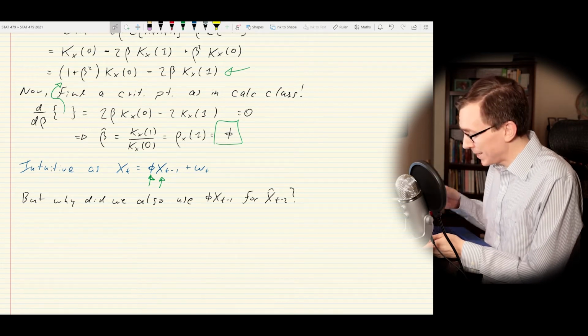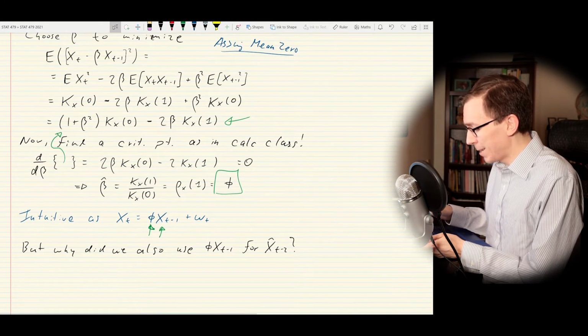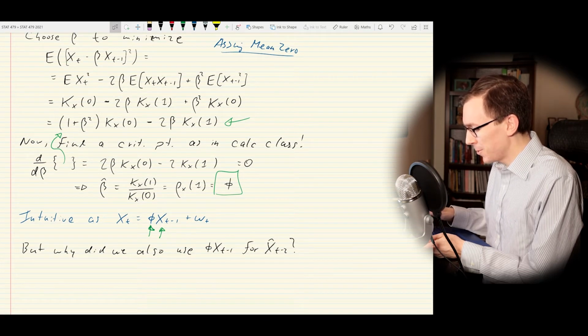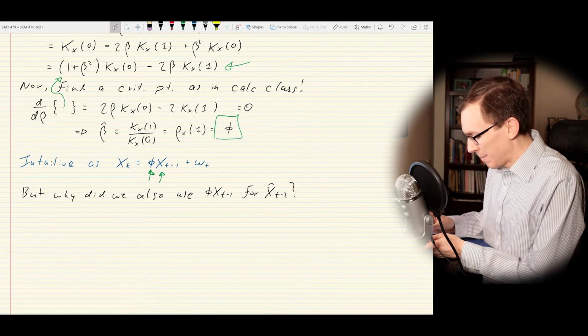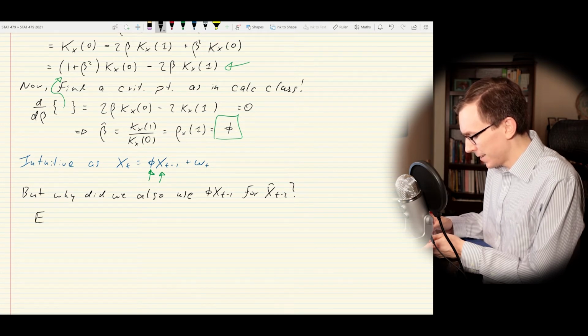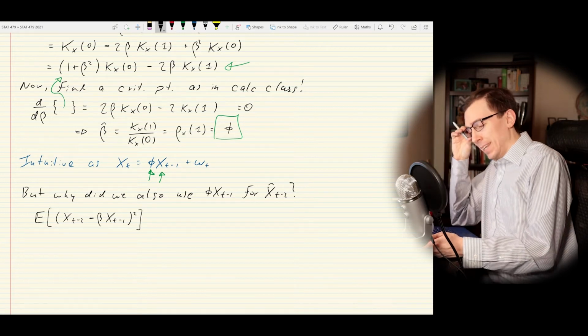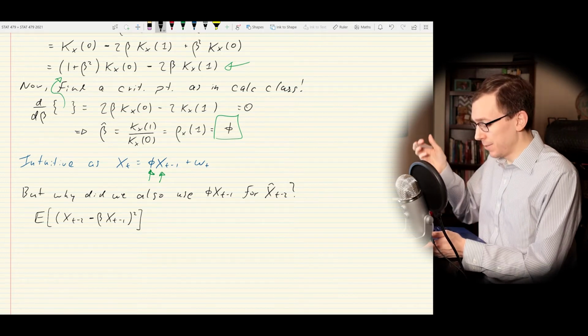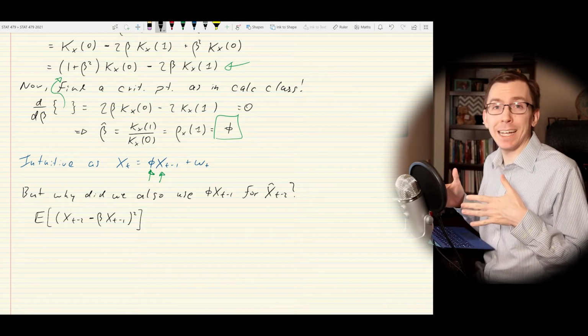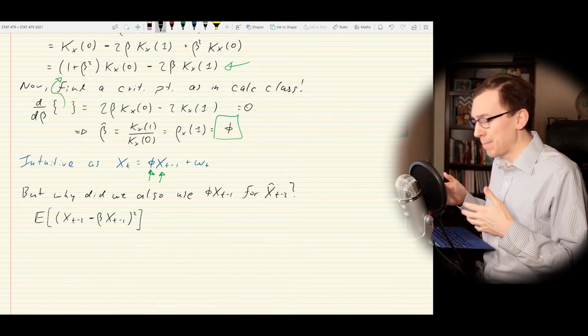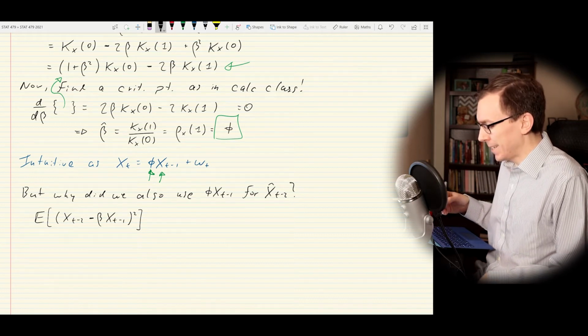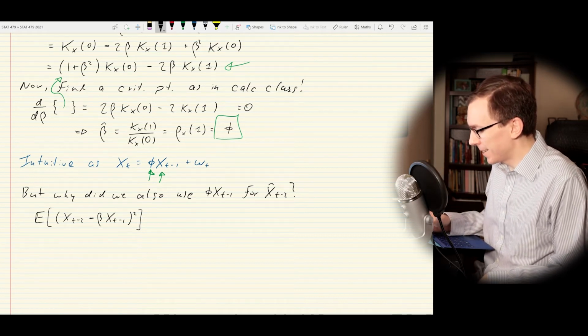Right, so where were we? Well, we're going to do the exact same thing I did above, only I'm going to change the first t to a t minus 2. What I mean by that is I'm going to say the expected value of (x_{t-2} minus beta x_{t-1}) squared. So we're going to do it exactly as before. We want to find the beta that minimizes the expected squared error in some sense.